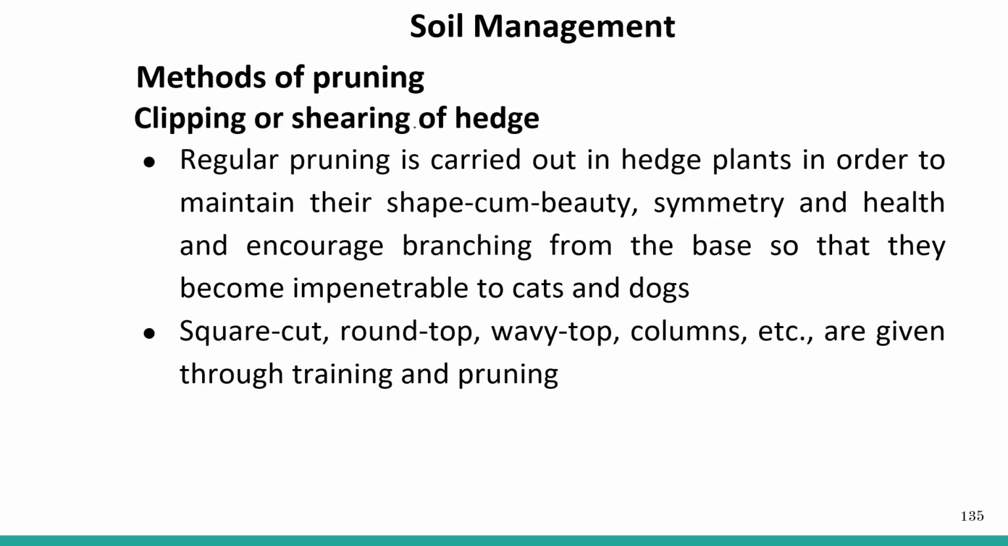So let us see. Clipping, the shearing of the hedge. Regular pruning is carried out in the hedge plant. Hedge means the bushy plant, in order to maintain their shape, beauty, symmetry and health, and encourage branching from the base so that they become impenetrable to cats and dogs. So sometimes we make a regular hedge so that any animal like cats and dogs do not penetrate inside. So they are sometimes used as fencing. So this clipping or shearing of hedge is done.